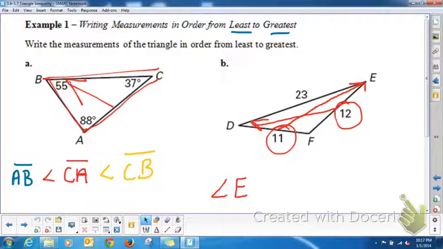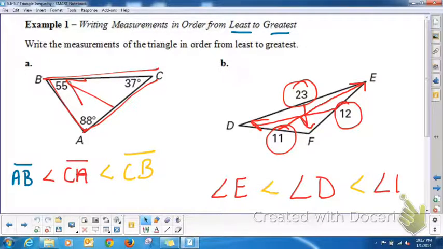So angle E is the least. Then we have angle D. And then the greatest angle would be the one that's across from the greatest side, the largest side. So it would be angle F. So from least to greatest would be angle E, then angle D, then angle F. So the smallest side is across from the smallest angle. The medium side is across from the middle sized angle. And the largest side is across from the largest angle.